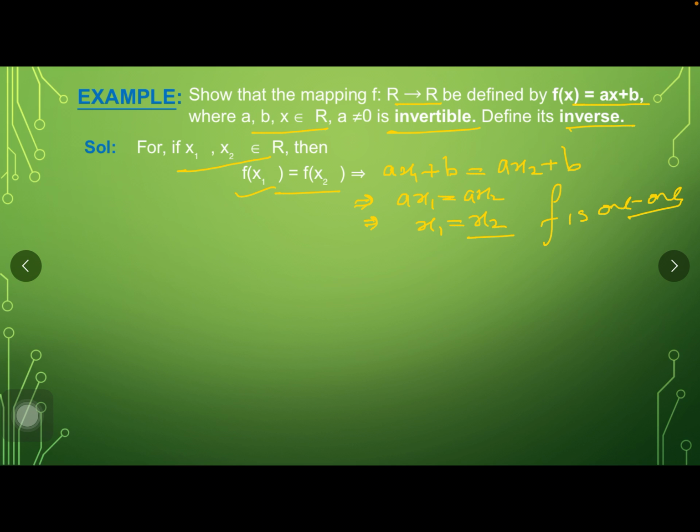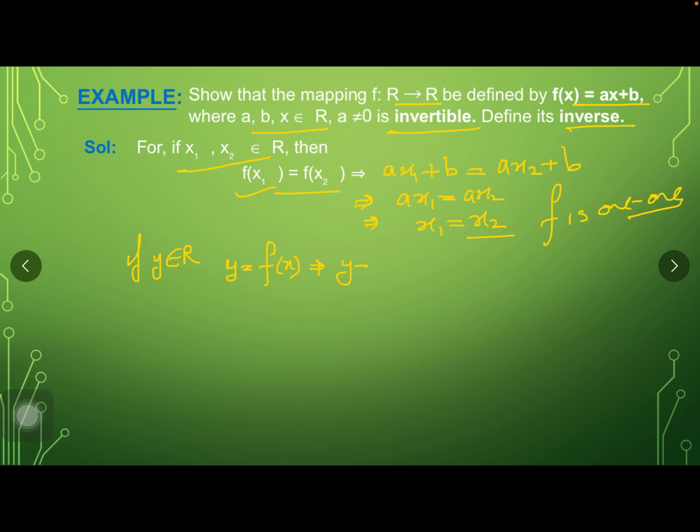So we can say that our function f is 1-1, right? Our function is 1-1. So now check the onto, because for it to be invertible it must be 1-1 and onto. So this function is 1-1. So now check the onto condition.